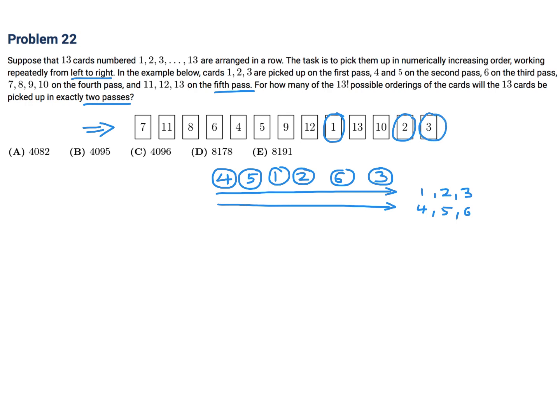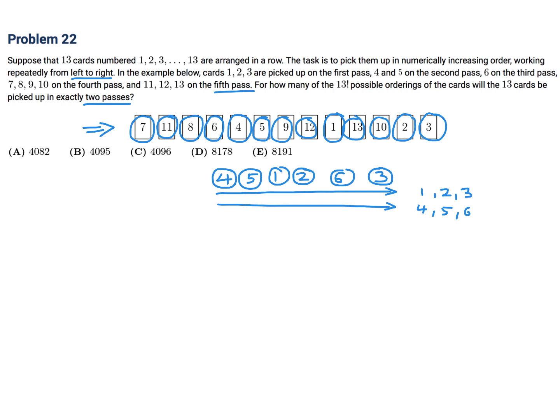And then they have to go through a second pass. In the second pass, they pick up the 4, the 5. And then in the third pass, they pick up a 6. The fourth pass, they pick up the 7, the 8, the 9, the 10. And then finally, the fifth pass, they pick up the 11, the 12, the 13. So that's why it's 5 passes.